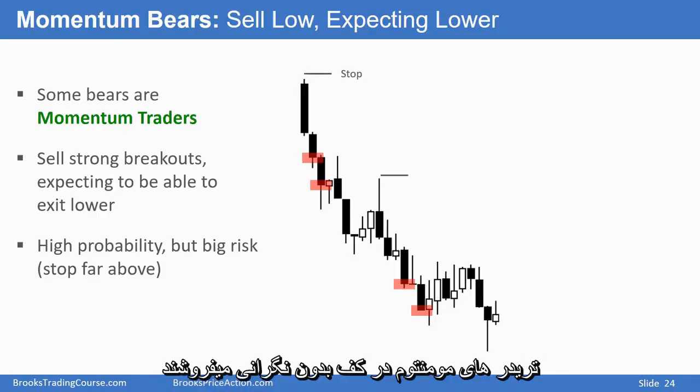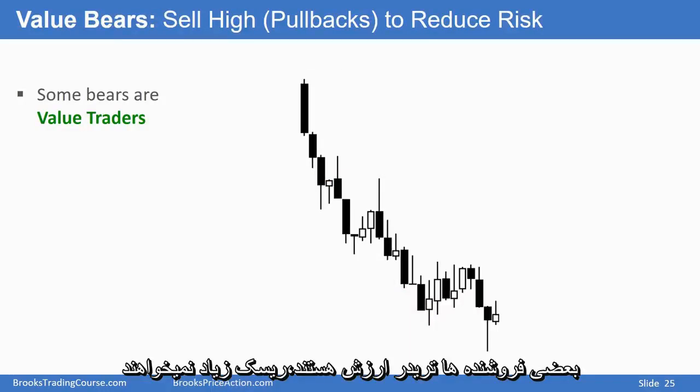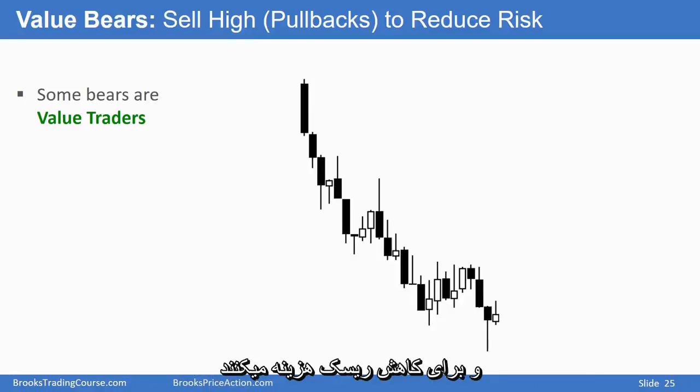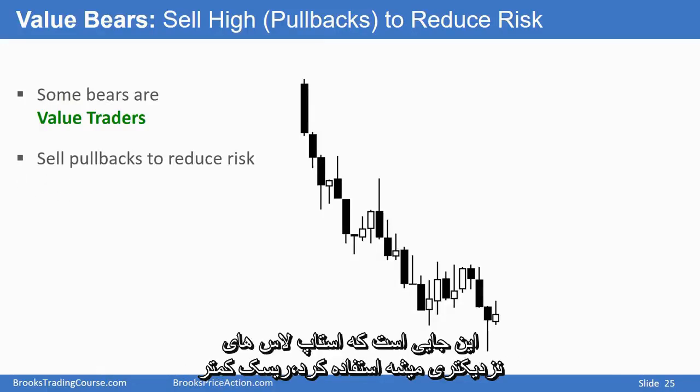Momentum traders, they'll sell at the low. They don't care. Some bears are value traders. They don't want to risk that much, and they're willing to pay for reduced risk by accepting lower probability of profit. Those traders, they only want to sell if the market's expensive. So they're looking to sell pullbacks. That way they can use tighter stops, less risk.